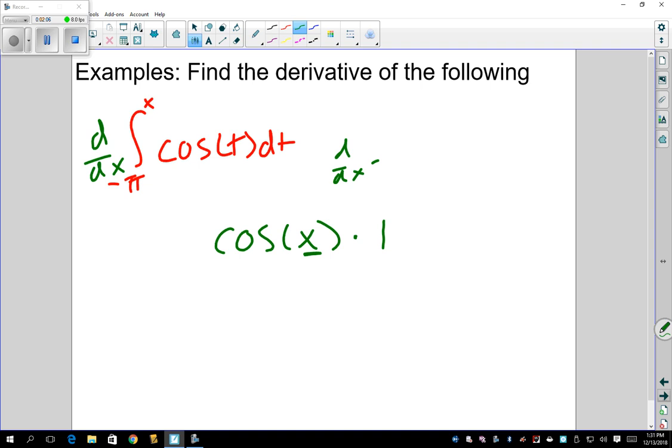I'm going to write this to the side. The derivative of x is just 1. And so this ends up just being cosine of x. And so where we need to plug in x wherever we see t, then we need to multiply by the derivative of whatever our upper bound is. And so this lower bound, it could be anything because we end up taking the derivative. It doesn't matter because we could start anywhere, and when we take the derivative, we're just focused on that x.